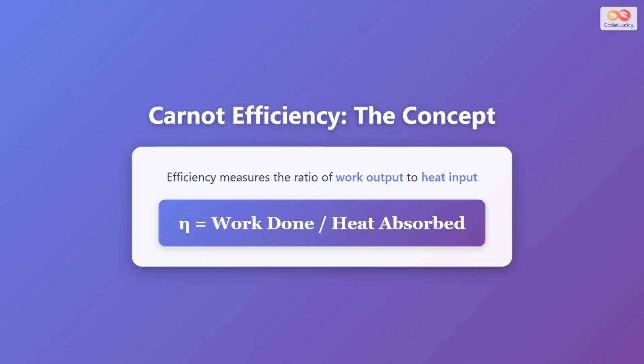Now let's understand efficiency. Efficiency is a measure of how well an engine converts heat into useful work. It is defined as the ratio of work output to heat input. In other words, efficiency tells us what fraction of the absorbed heat energy is successfully converted into mechanical work, with the remainder being expelled as waste heat to the cold reservoir.